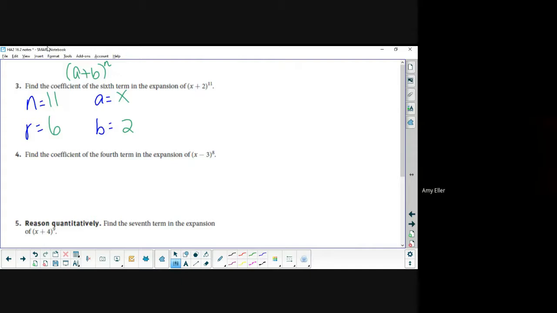Now I'm going to use that formula that we circled that I've written on this board over here. So let's start with your parentheses. The top number is N, so 11. Bottom number is the R minus 1. R was 6, so that's going to be 5. Let's keep following our formula. Next, we need to write the A value, which is X.